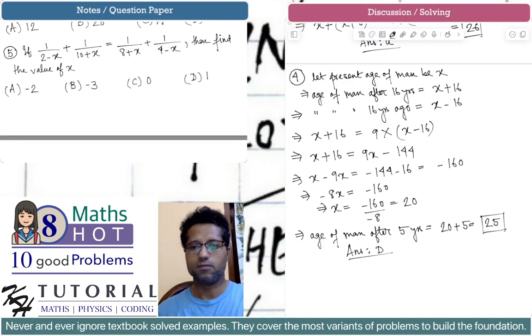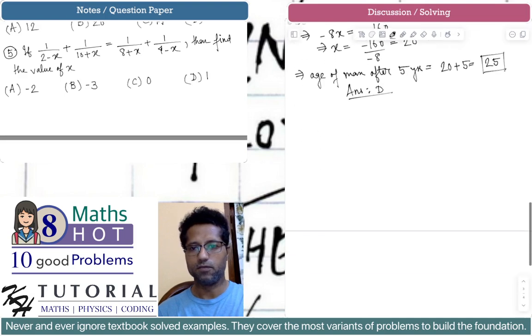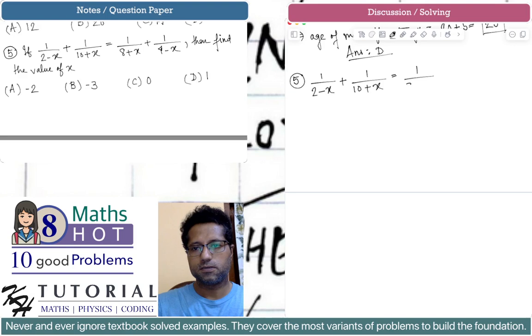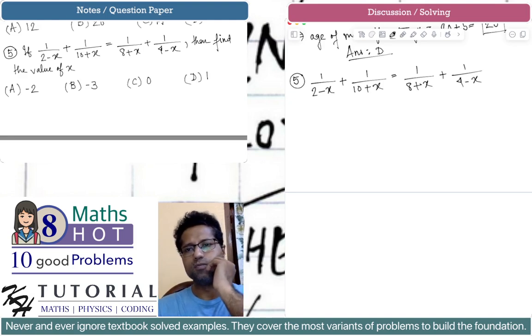Okay, let's solve problem number 5, which is an equation we have to solve. It's not a linear equation, it's an equation which will be reducible to linear form. So the given equation is 1 by 2 minus x plus 1 by 10 plus x is equal to 1 by 8 plus x plus 1 by 4 minus x. Now you see, all the terms are rational on both sides, and the rational terms have the variable x in the denominator, and all the numerators are 1.